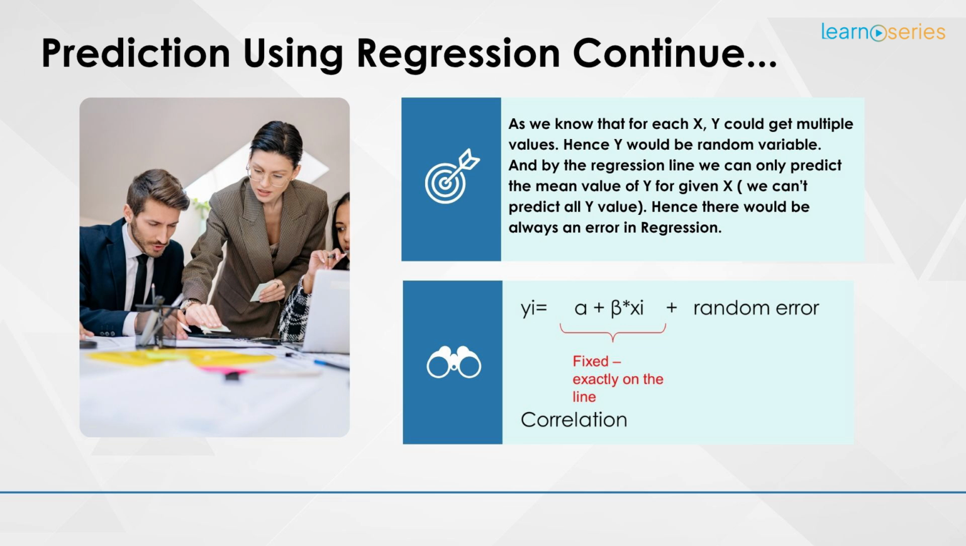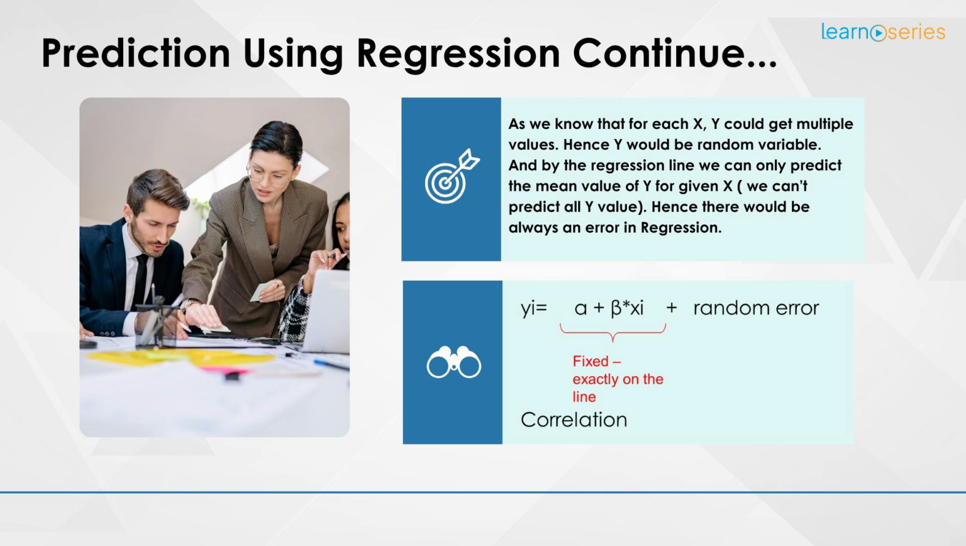So as we know, for each x, y could get multiple values. Yes, we have seen the data set, the number of years and the salary. Y would be a random variable, and by the regression line we can only predict the mean value of y for a given x. The actual y can be very much different. We can't predict all the actual y values. We'll see the correlation, how they are varying. On that basis, the model will try to learn how it can predict y given a particular x. Hence, there would always be an error in regression.